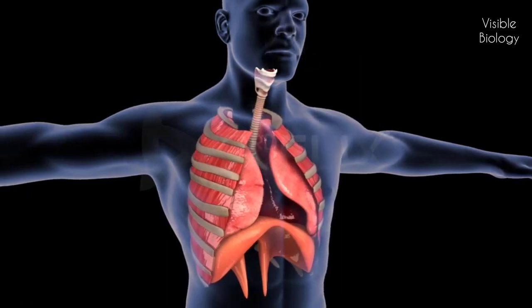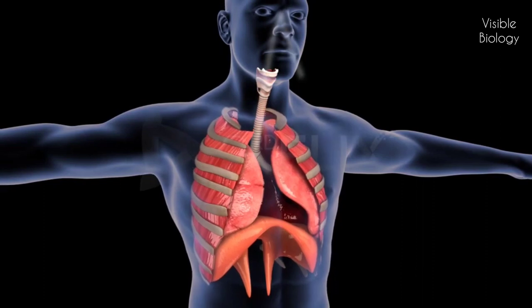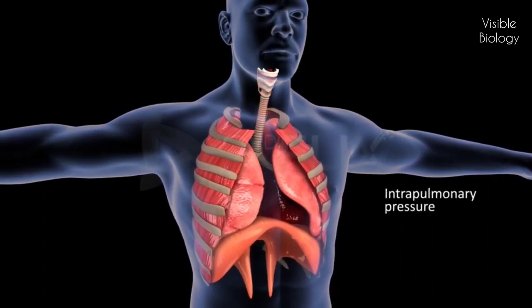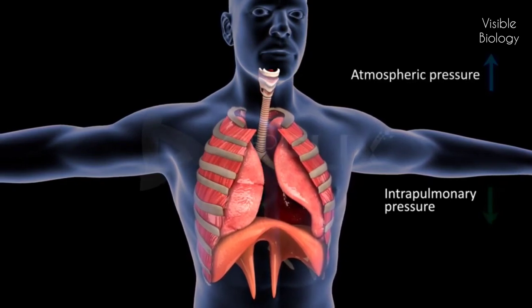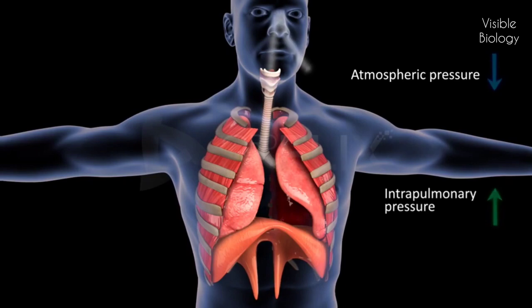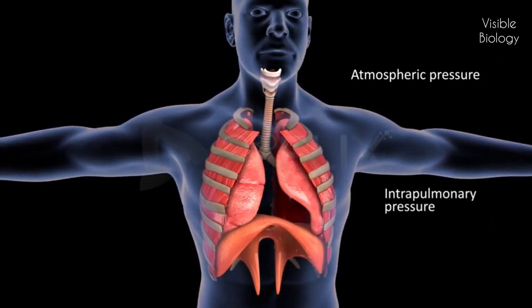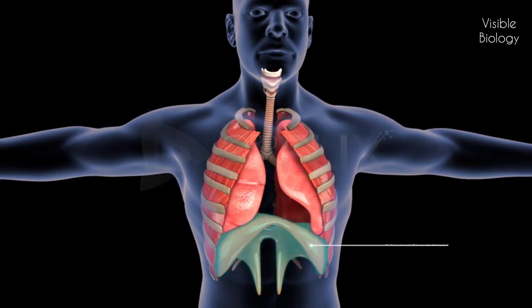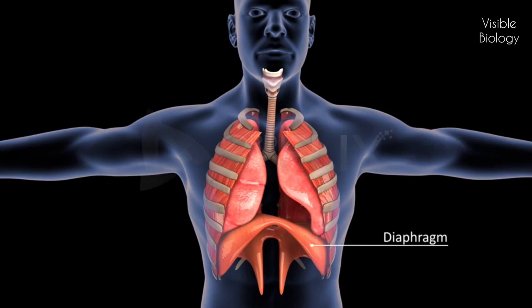Human beings exhibit negative pressure breathing, as inspiration occurs when the intrapulmonary pressure, that is, the pressure in the lungs, is less than the atmospheric pressure. Expiration occurs when the intrapulmonary pressure is higher than the atmospheric pressure. Breathing involves the muscles of the diaphragm and the intercostal muscles.